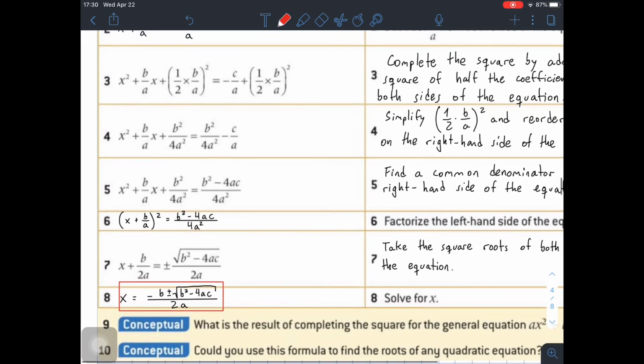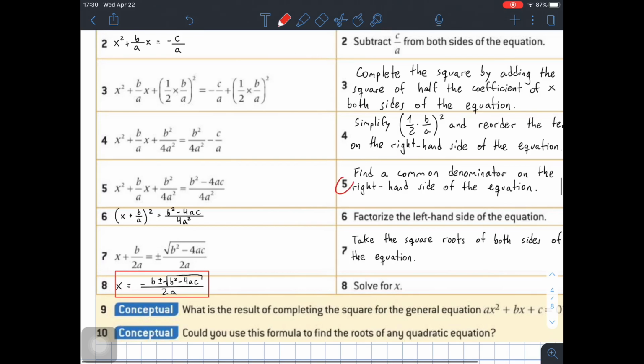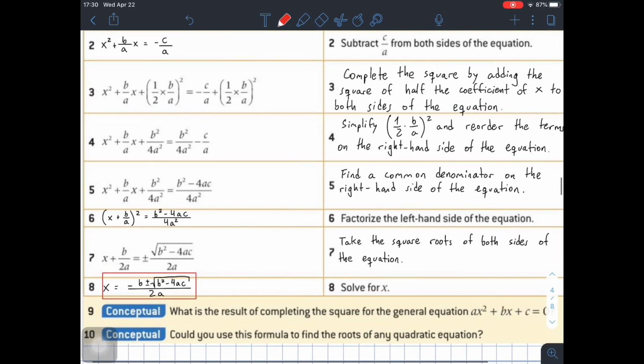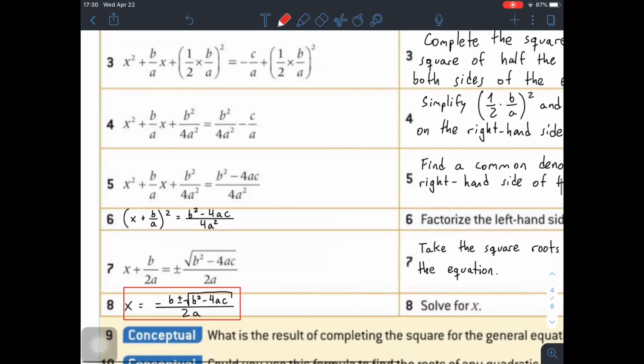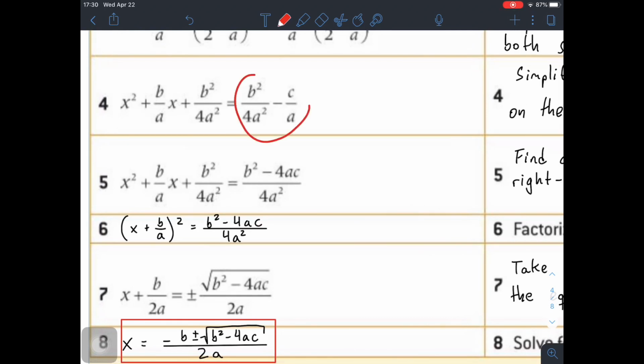Then, next step, step number 5, it says, find a common denominator on the right side of the equation. You see that we have this subtraction over here. So in order to be able to subtract one fraction from another, I need to find a common denominator between these two terms. And the common denominator is 4a squared, okay?